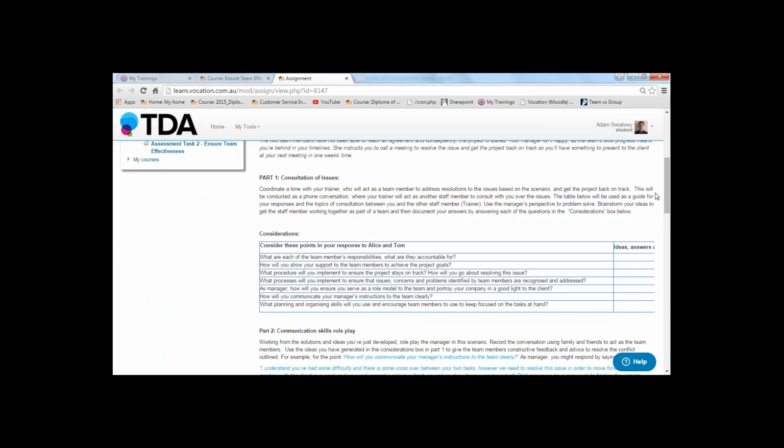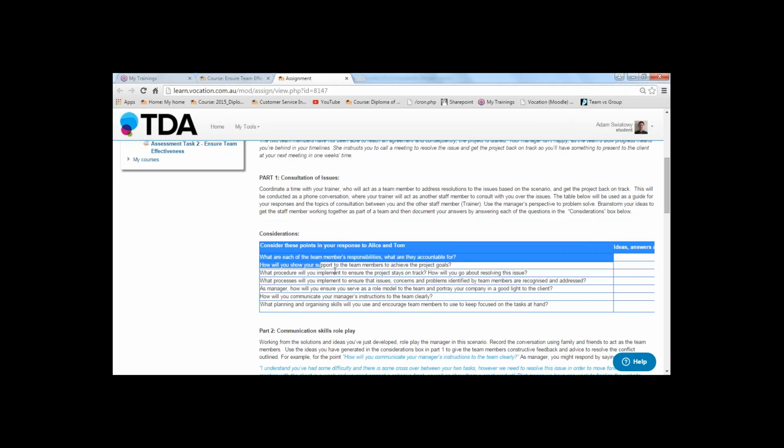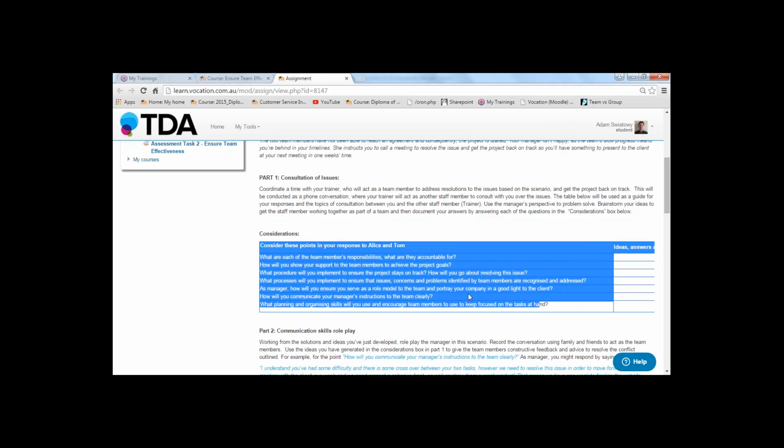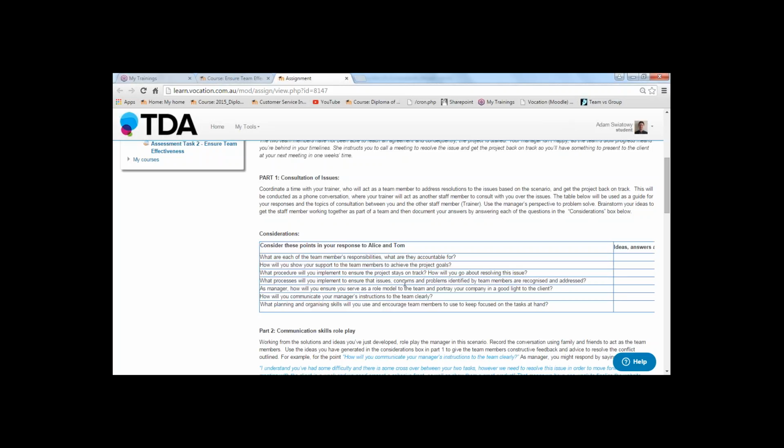If it's going to be myself, I'm going to be acting as another staff member to consult with you over the issues. So we're going to be effectively both equals in the business. We're going to be talking about some of the issues that we've got here. The table below is what we're going to be using as a guide for responses for the conversation that we're going to have in consultation. So between yourself and myself, we're going to be answering these questions.